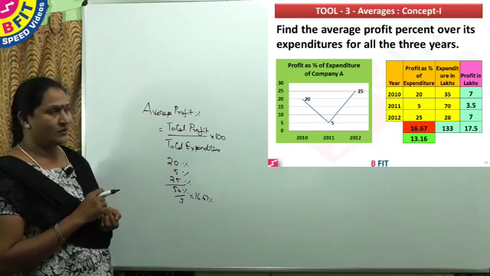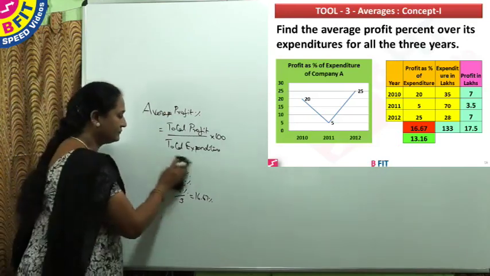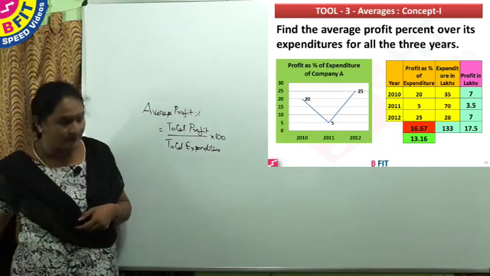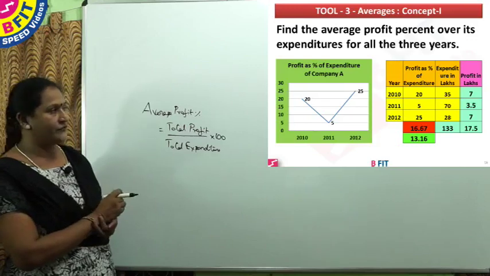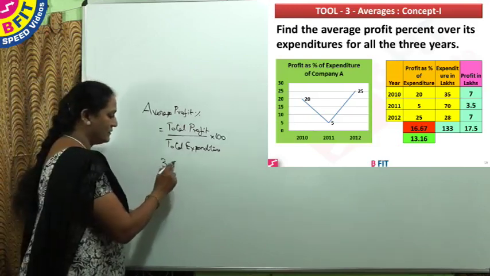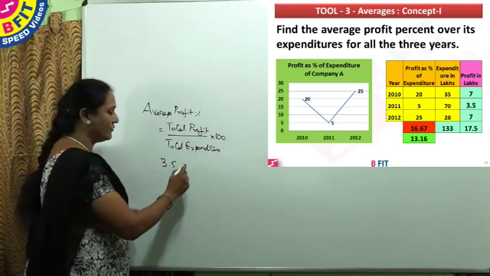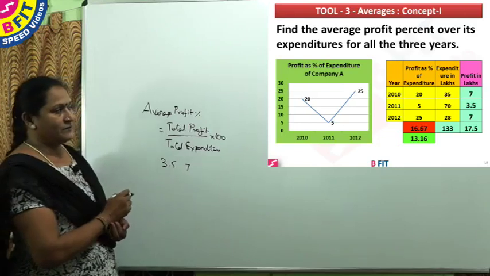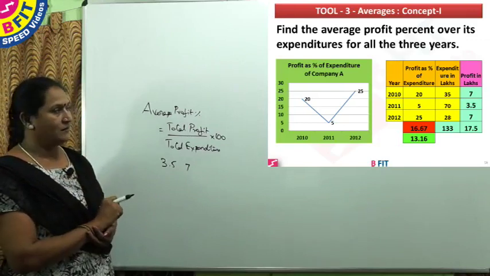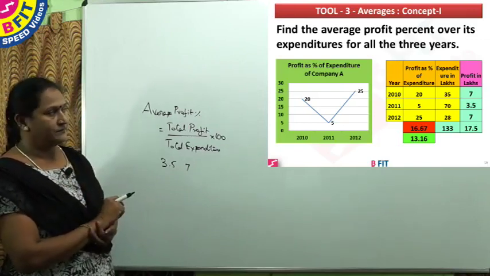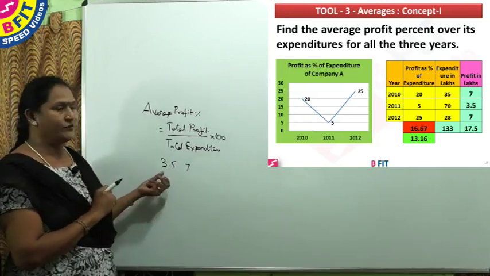So we'll find what is the profit for the corresponding year. So 20% of 35 lakhs. So what is 20% of 35? So 10% is 3.5. 20% is into 2. The profit for 2010 is 7 lakhs. So which is highlighted in red, 16.67 is a wrong working. We have to find the actual profit. So for 2010, 7 lakhs is the actual profit, 20% of 35.